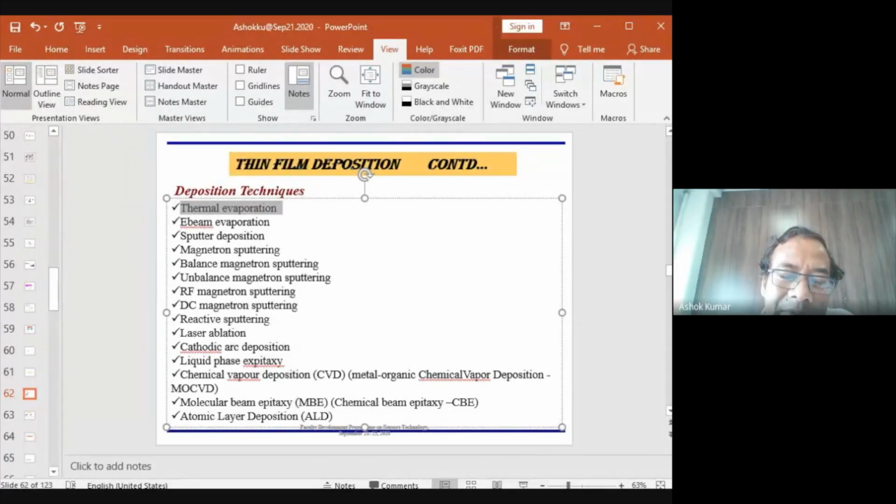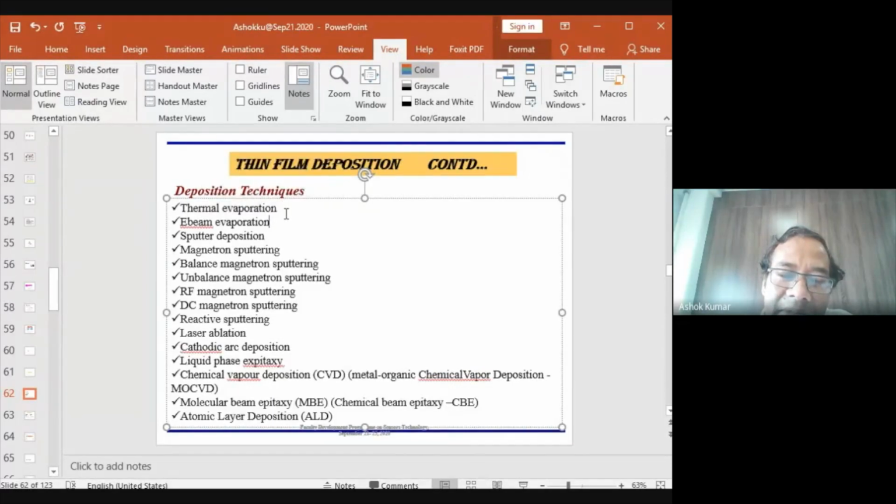Then why do we have several techniques for making thin films or nanomaterials? Why can't we simply use one technique? If you check all the elements in the periodic table, the metals normally have evaporation points below 1000 degrees centigrade. That means they do not require very high energy. Metal can be evaporated at very low energy, so thermal evaporation is a very good technique for metal evaporation.